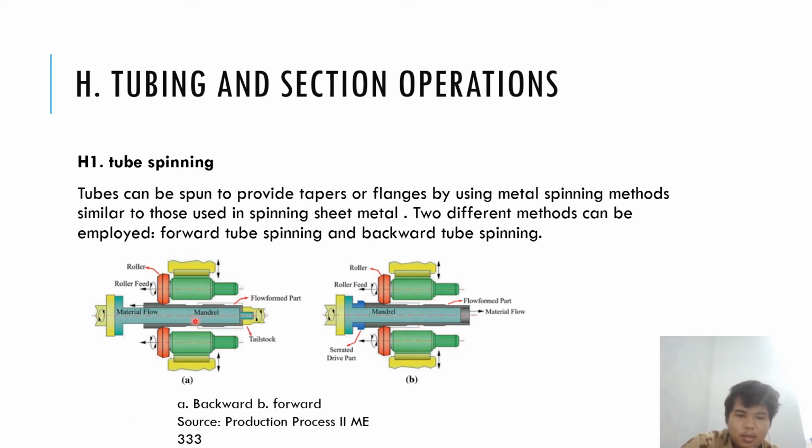As you can see here, in the forward method, it's pushed by the punch slowly, and there is a mandrel, and the workpiece is the gray one. It's going to be pushed, and the material flows forward. The difference in the backward method is that it's pushed, and the material flows backwards. That's just the difference.